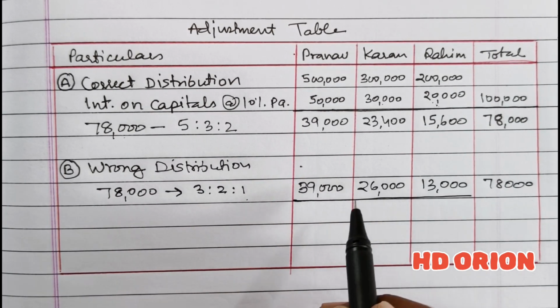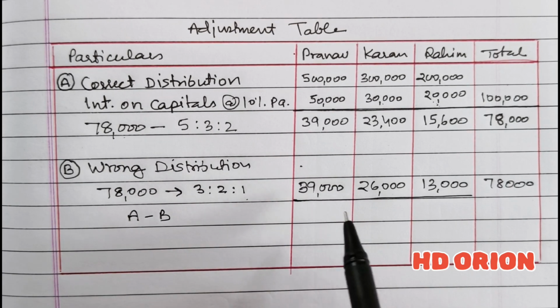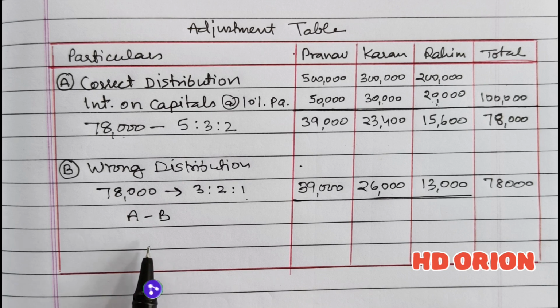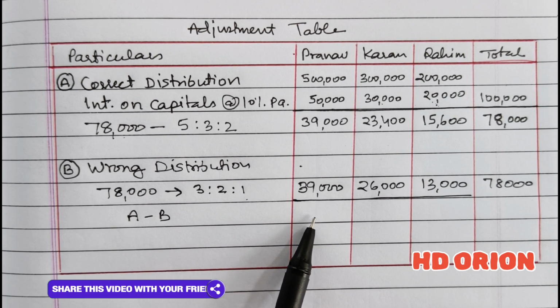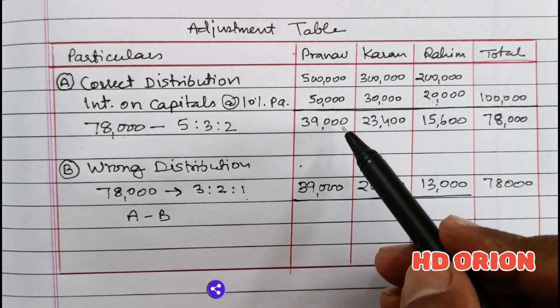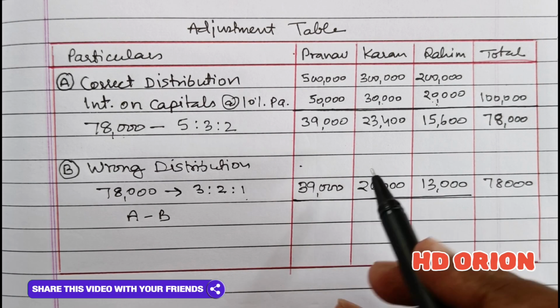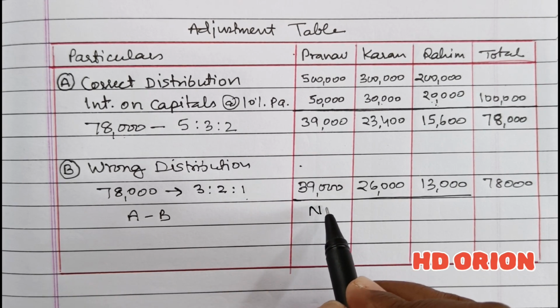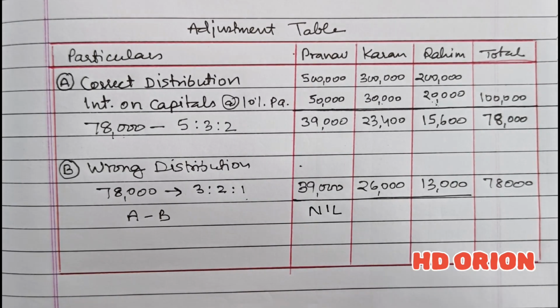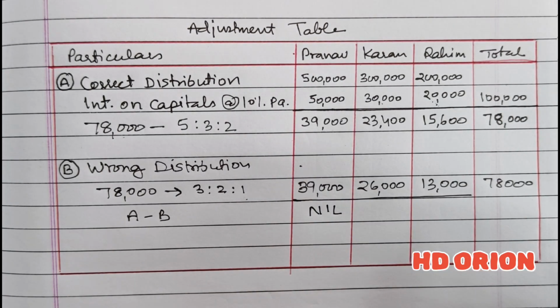Now when we compare this, when we compare A minus B, that is this amount minus this amount, fine, we will get that amount with which the partner's capital account has been excessively debited or credited. Fine. So here Pranav was supposed to get 39,000 and he has already got rupees 39,000. So Pranav's capital account is not affected. Means the correct amount has been given to him.